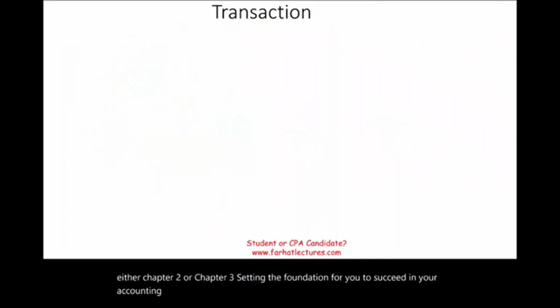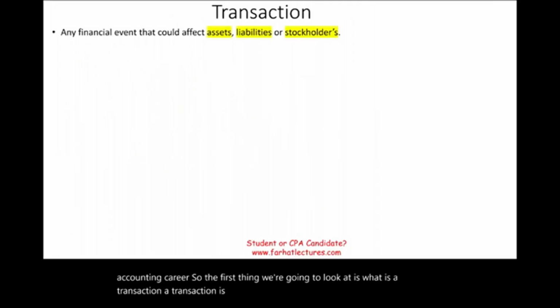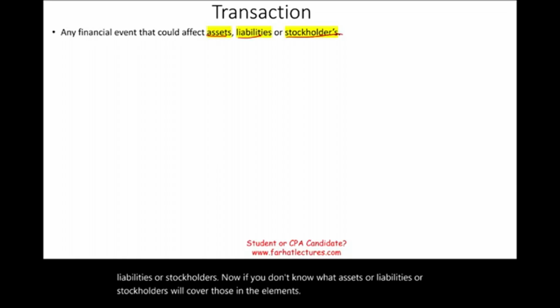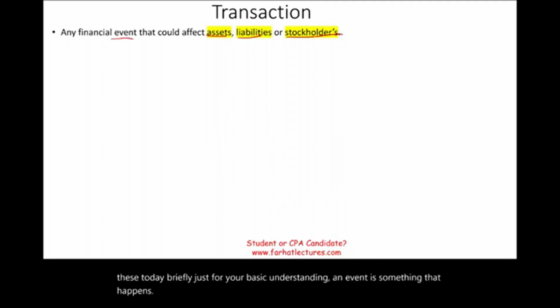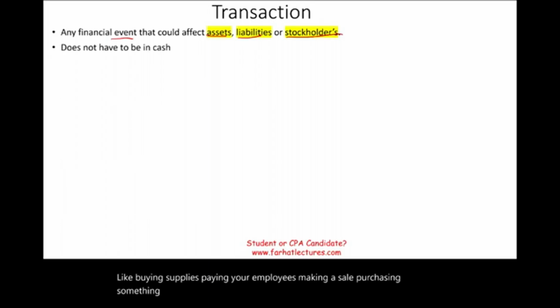So the first thing we're going to look at is, what is a transaction? A transaction is any financial event that could affect assets, liabilities, or stockholders' equity. Now, if you don't know what assets, liabilities, or stockholders' equity are, we will cover those in the elements of financial statements. We already have them covered. We're going to go over these today briefly, just for your basic understanding.